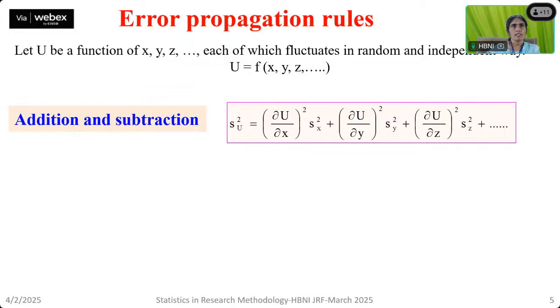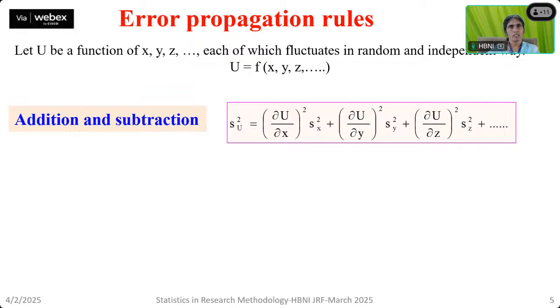So generally, if you take a function u, which depends on various parameters such as x, y, and z, these are considered here as variables which fluctuate. These variables fluctuate randomly as well as independently. This independently, that condition is very important. If the variables interact with each other, x, y, z, these are the variables, input parameters, if they interact with each other, the conditions change, the error propagation rules get modified. Here we have taken the simplest of that.